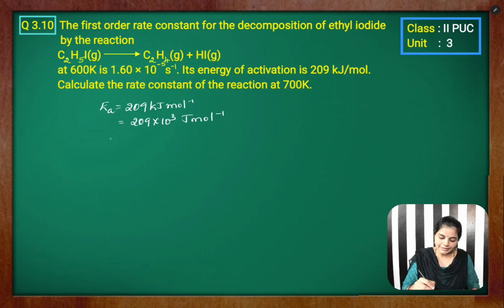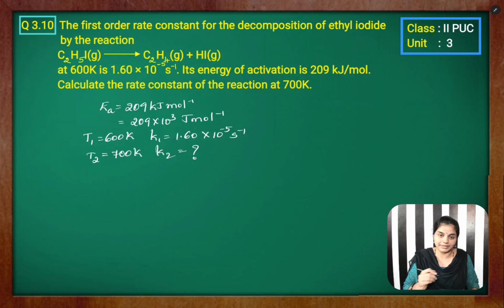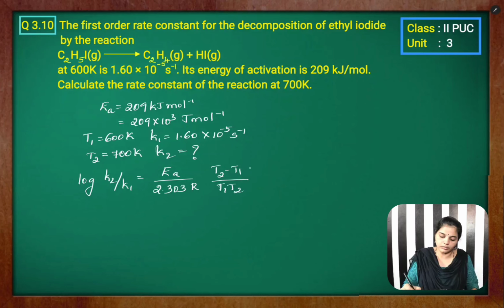Also they have given rate constant at 600 Kelvin and they are asking us to calculate at 700. So T1 is 600 Kelvin and the corresponding rate constant is 1.6 into 10 to the power minus 5 per second. So temperature 2 they have given us, it is 700 Kelvin. Corresponding rate constant is what we have to determine. So we shall make use of the formula log K2 divided by K1 is equal to EA divided by 2.303 R into T2 minus T1 divided by T1 into T2.